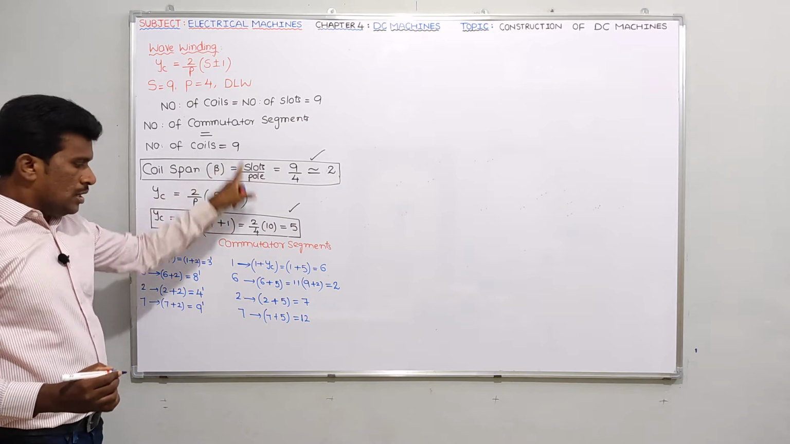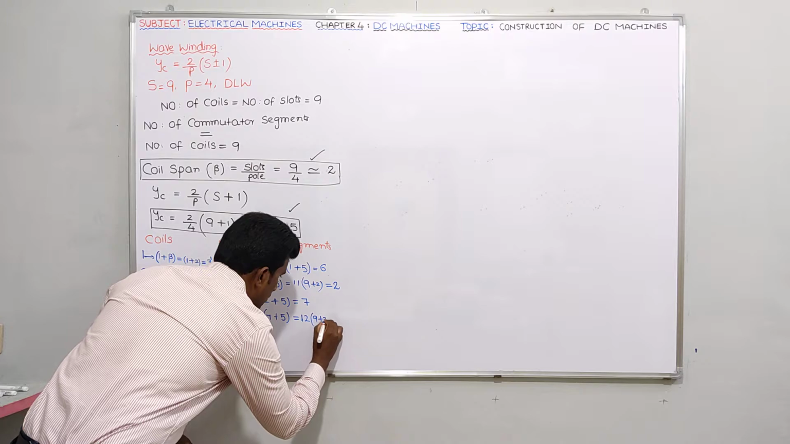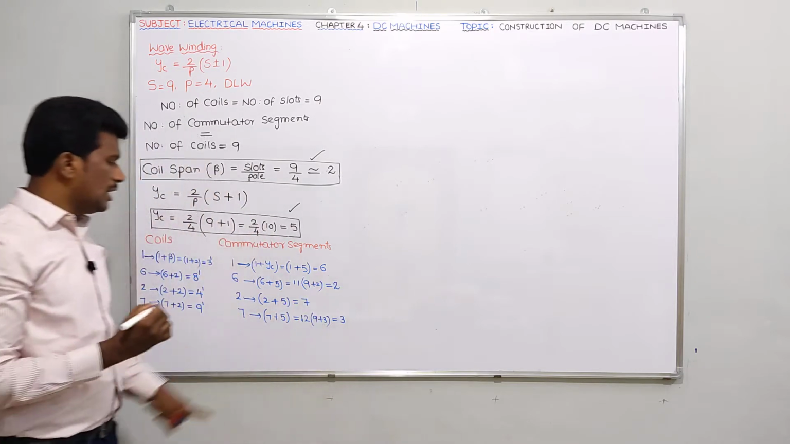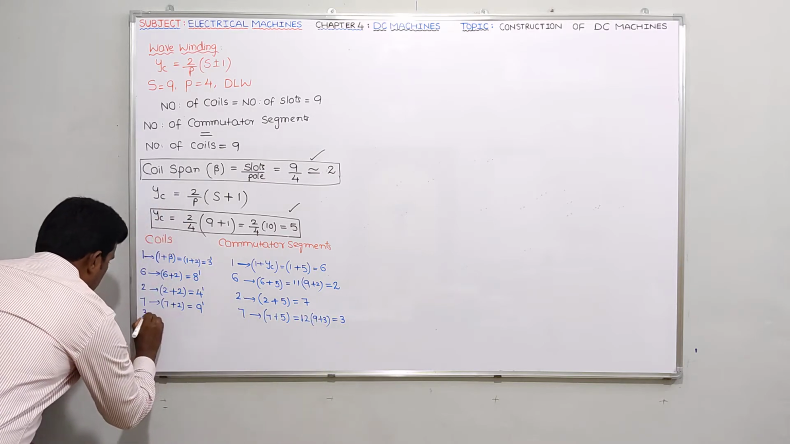You are getting 9 only. So tell me how you are getting this 12. I can write 9 plus 3, no? 9 plus 3. That means in place of 12 simply I can write 3. Is it clear? Now similarly, to this segment number 3, the third conductor will be connected.